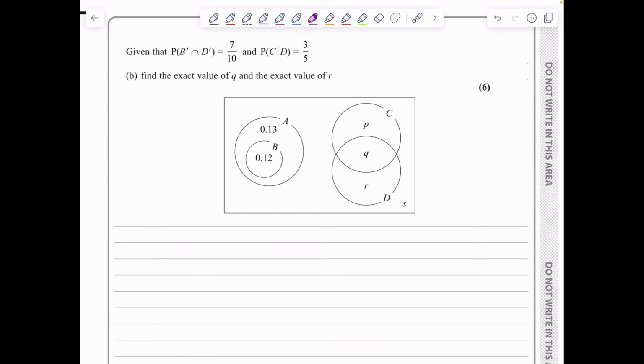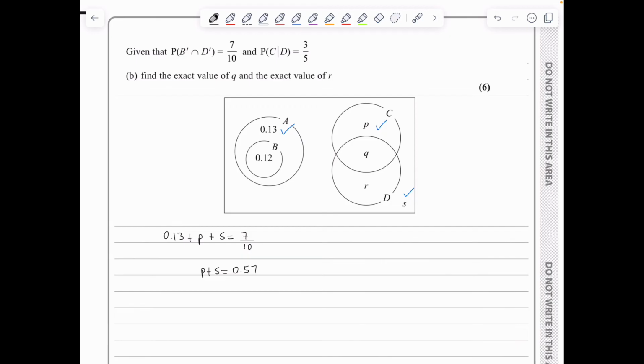We're then told that the probability of B dash intersection D dash is 7 over 10, and the probability of C given D is 3 over 5, and we need to determine the exact values of Q and R. Well, let's start with the first piece of information. The probability of B dash intersection D dash means I'm surely outside of B and outside of D. So it's this, and this. So we've got that 0.13 plus P plus S is 7 over 10, which means that P plus S is 0.57.